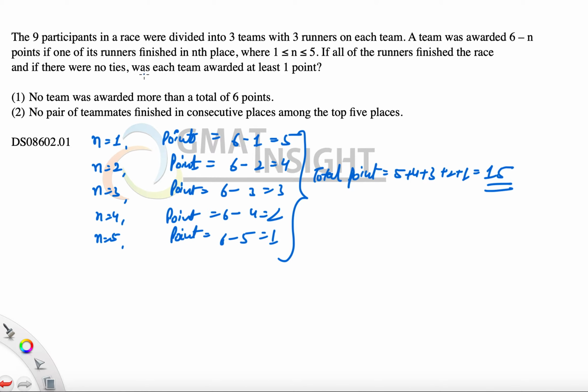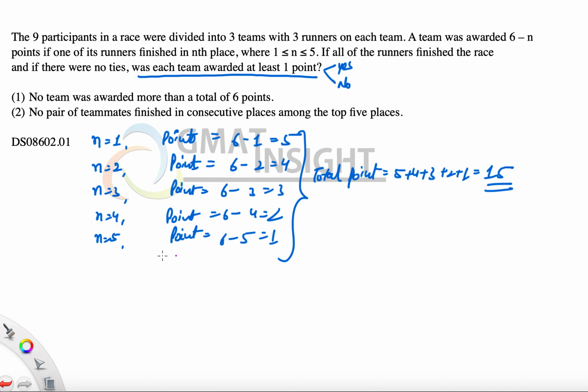The question is, was each team rewarded at least 1 point? The answer needs to be given as either yes or no. This 15 points can be distributed in many ways. For example, one team gets 5 points and 4 points, another team gets 3 points and 2 points, and the third team gets 1 point. It's also possible that one team gets 5 plus 4 plus 3, the second team gets 2 and 1, and the third team gets no points. So we have to find out whether every team is getting at least 1 point or not.